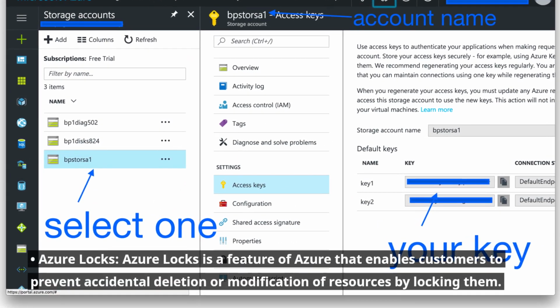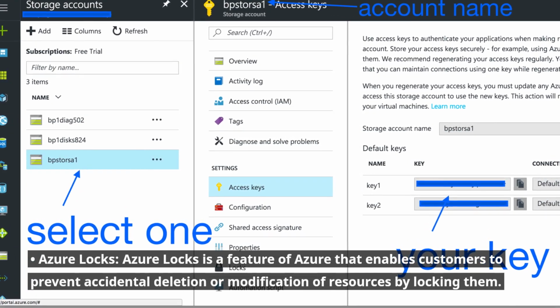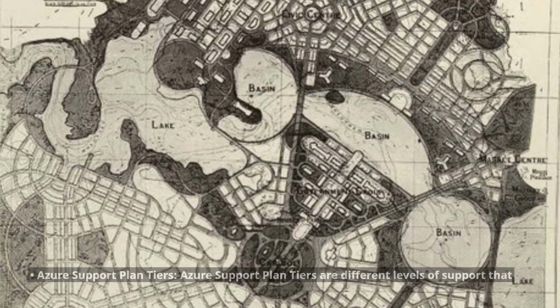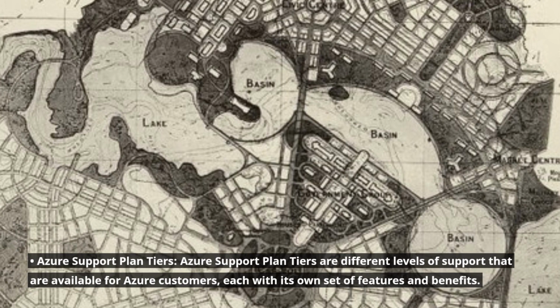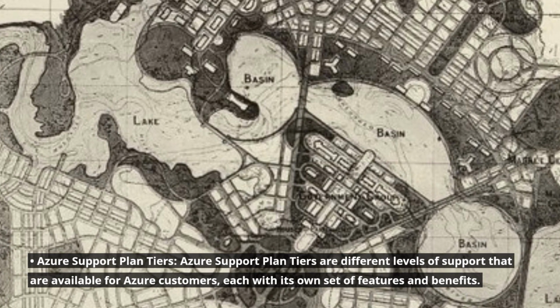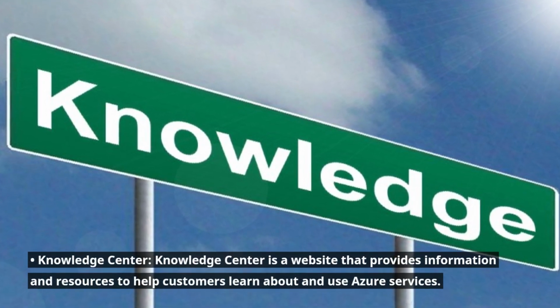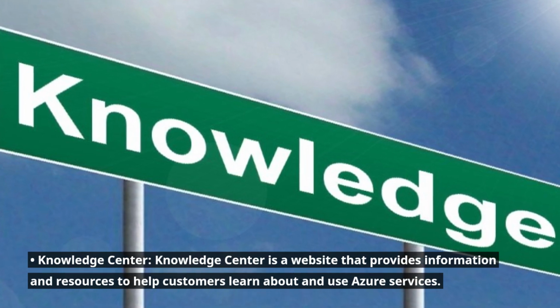Azure Locks. Azure Locks is a feature of Azure that enables customers to prevent accidental deletion or modification of resources by locking them. Azure Support Plan Tiers. Azure Support Plan Tiers are different levels of support that are available for Azure customers, each with its own set of features and benefits. Knowledge Center. Knowledge Center is a website that provides information and resources to help customers learn about and use Azure services.